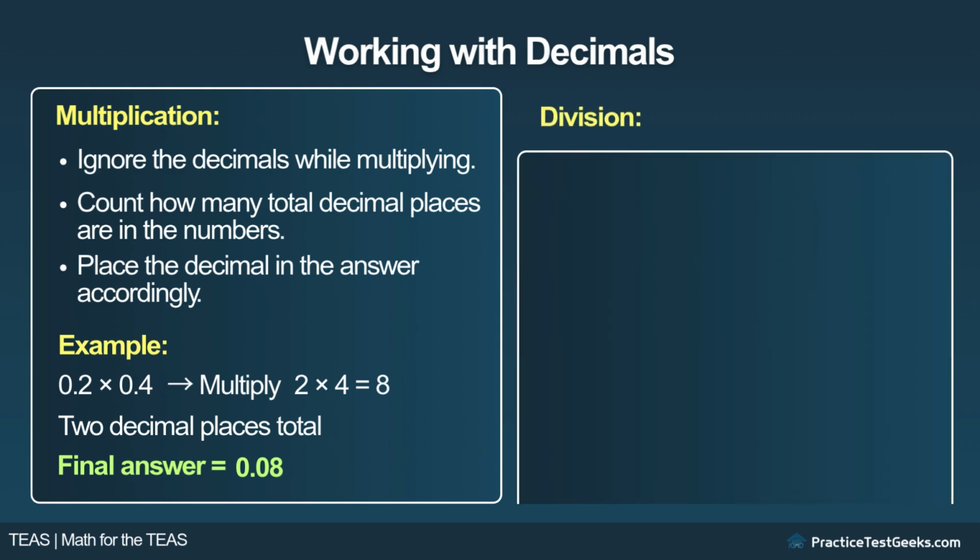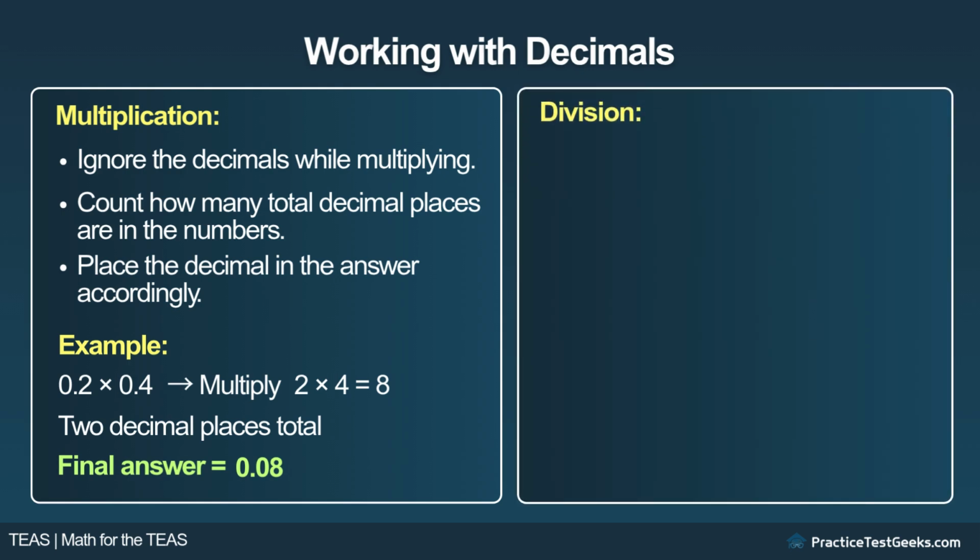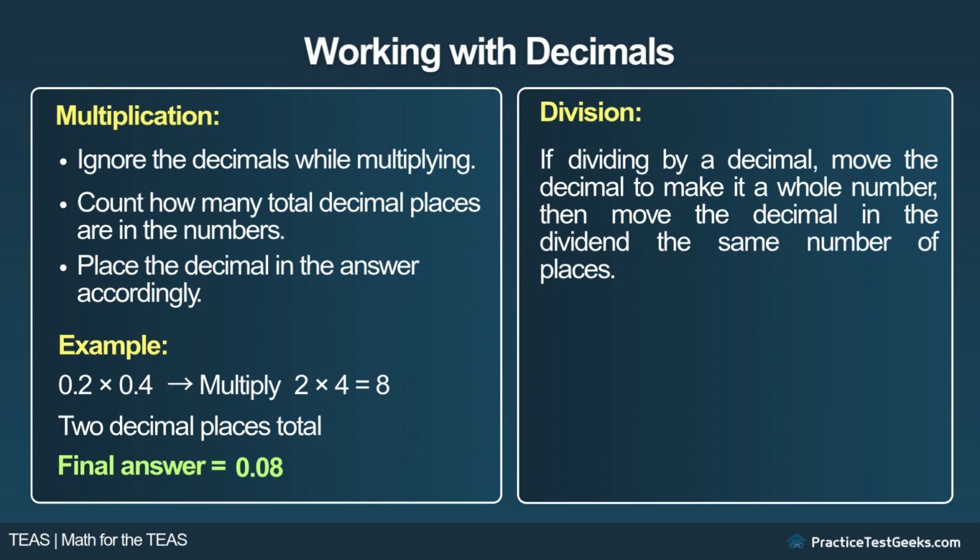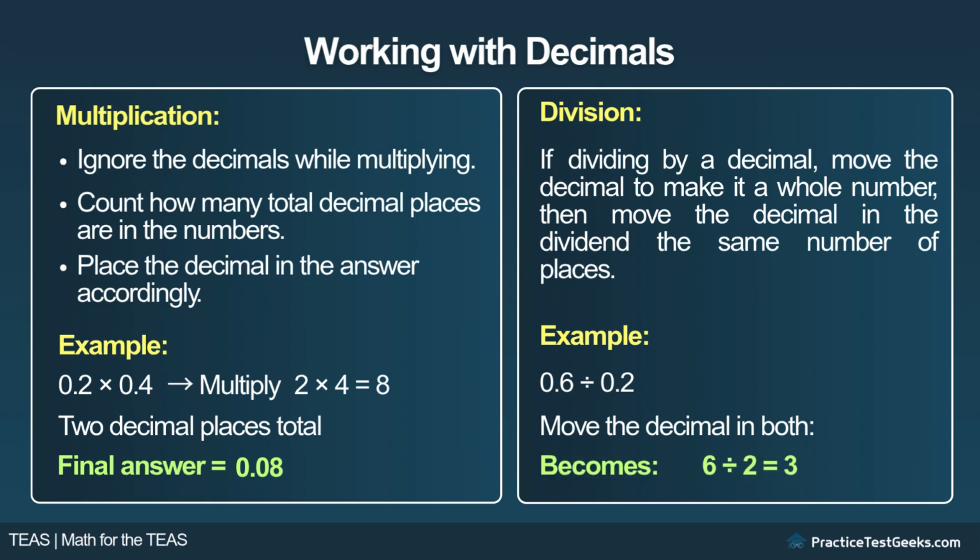Now, when it comes to dividing decimals, here's what you do. If you're dividing by a decimal, move the decimal point to the right until it becomes a whole number. Then, move the decimal in the dividend the same number of places. Now, just divide as usual. Example, 0.6 divided by 0.2. Move the decimals 1 place. It becomes 6 divided by 2, and the answer is 3.